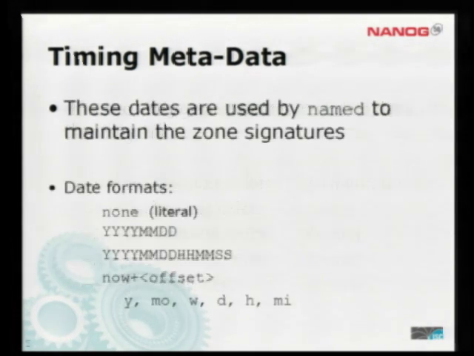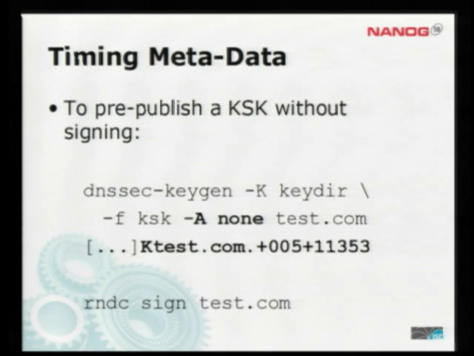So all of these have an option of the word none, which, for a retirement date, you don't want it to ever retire, so you do none. Year, month, day, hour, minute, second. And then you can also do a now plus an offset. So I can create a zone signing key that will be published now plus 1 year. The key's there. It's just sitting there waiting for a year from now to occur. When a year from now happens, it will be published and it will be made available or made useful.